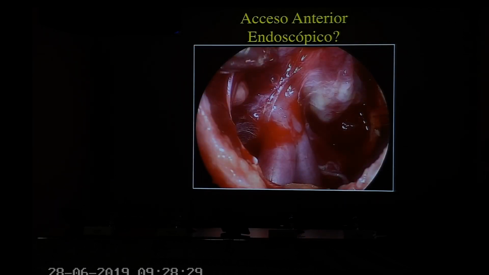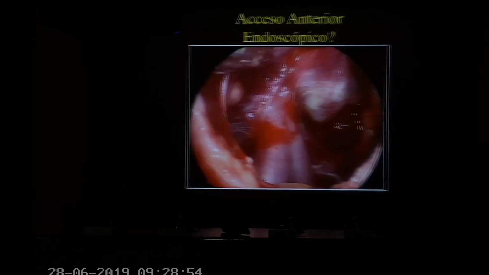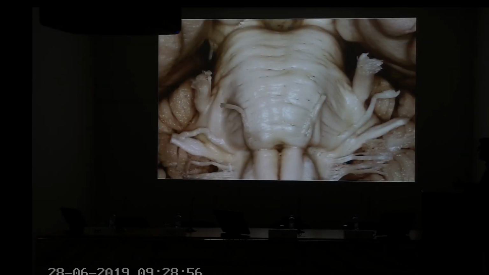Here, with the endoscope, you can also reach the lower part of the basilar artery. The lower part of the basilar artery is at the junction between the vertebral artery from the left side and from the right side. In this way, with the endoscope approach, you can reach the upper part and the lower part, in different approaches, of course. This is the anterior surface of the pons.